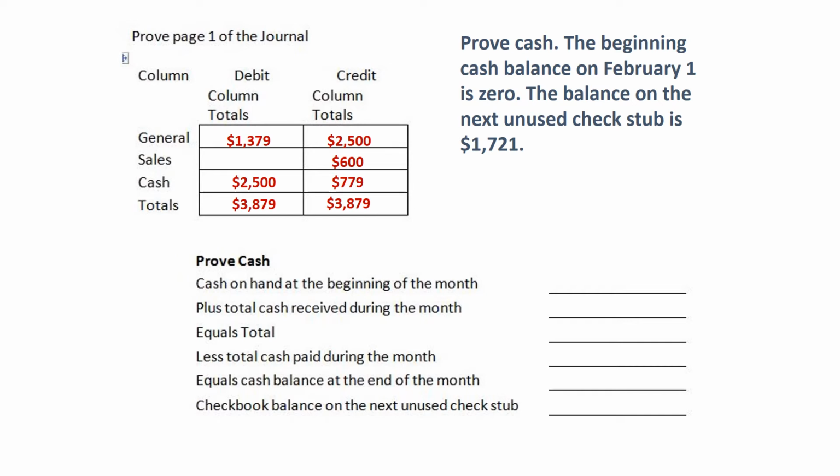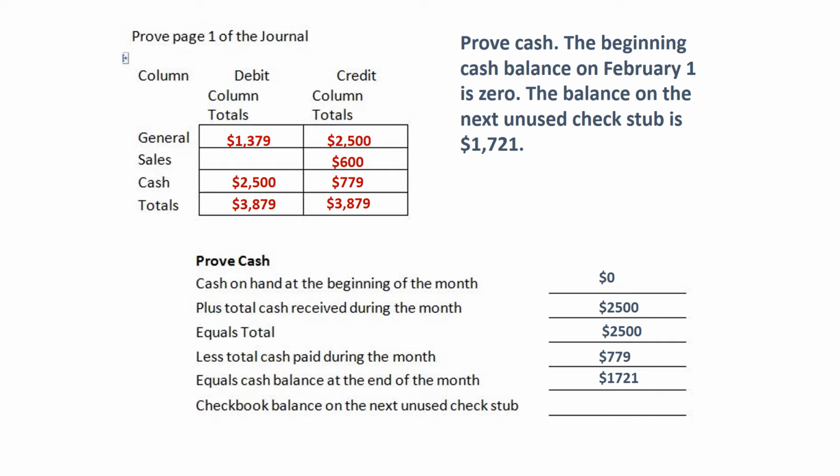Basically, we're just trying to make sure this is the second check and balance to make sure we've done everything right. Cash on hand at the beginning of the month, they told us in the directions up here, is 0. So we're going to put 0. Total cash received. Remember, received cash equals debit cash. So we're going to take our debit cash column total of 2,500 equals total. So 0 plus 2,500 is 2,500, less cash paid, credit cash, my credit cash column total of 779, equals the balance at the end of the month. So basically we're taking our cash received minus our cash paid, and we're going to get 1721.